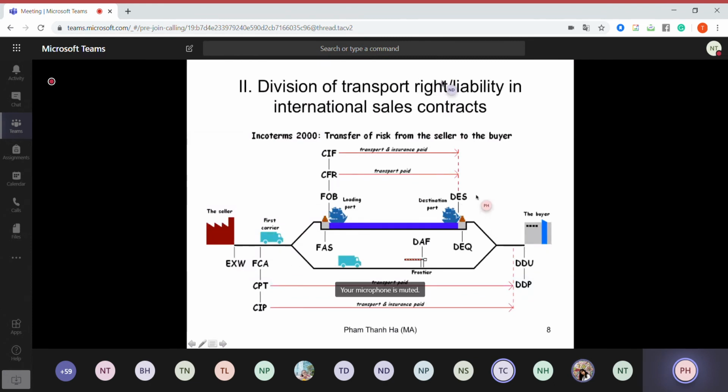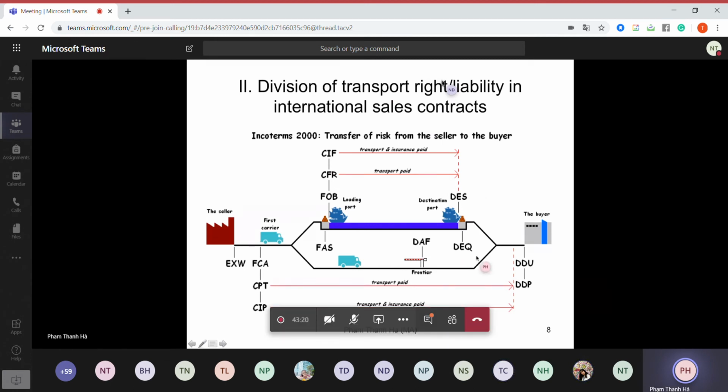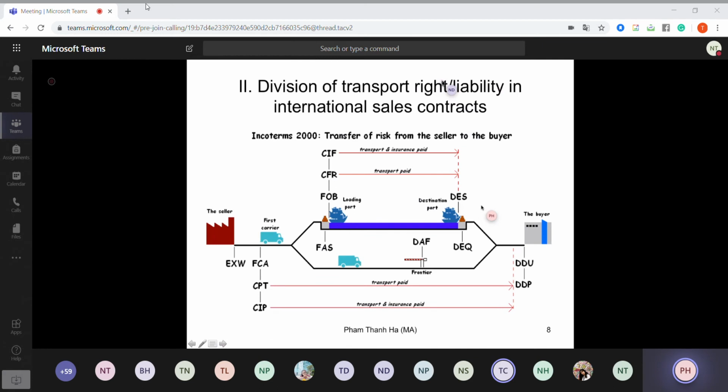So let's analyze a little bit about the DES and DEQ. As I mentioned previously, DES means Delivered Ex Ship, and DEQ means Delivered Ex Quay. For the DES, the seller can be seen as having fulfilled his responsibility when the vessel has reached the final destination port. However, the goods are still on the ship, which means the seller will not unload the goods. Instead, the buyer needs to unload the goods for the DES.